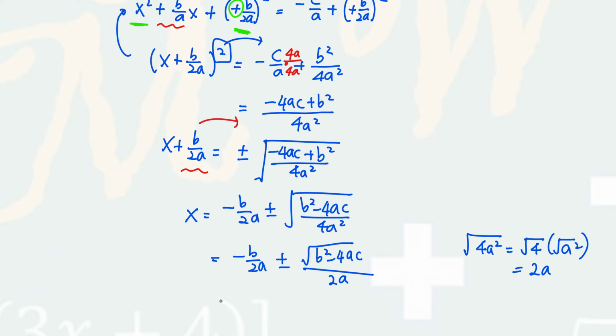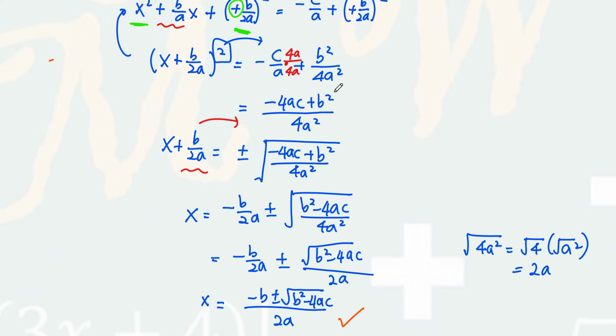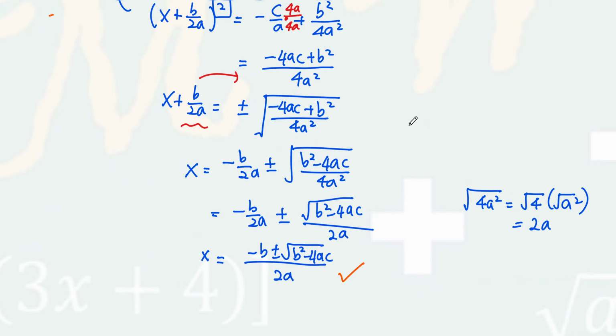Since both now have the same denominator, I can just combine these two terms. So it will be over 2a, and then my numerator will be minus b plus or minus the square root of b squared minus 4ac. Okay, this will be my x. Now, when you compare this term and the one in your formula, actually they are the same.